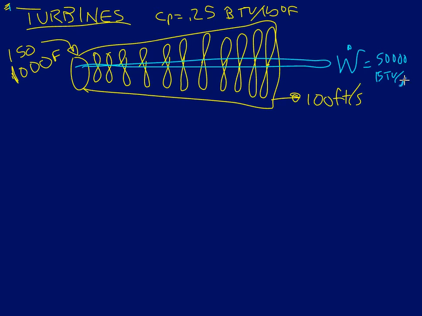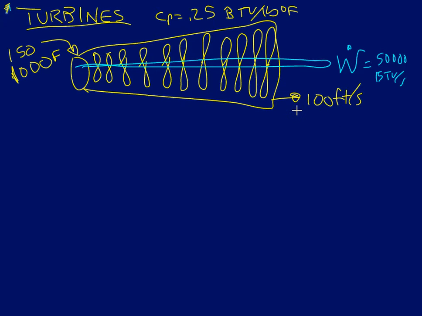50,000 BTUs per second, by the way, comes out to about 71,000 horsepower or 53 megawatts. And just to put it in perspective, it takes a Boeing 747 about 90 megawatts of power to get off the ground. So it seems like a lot of power, and it is, but it gives you an idea of the size of this thing.